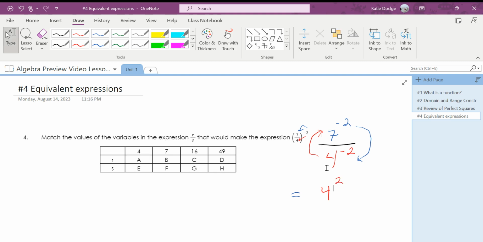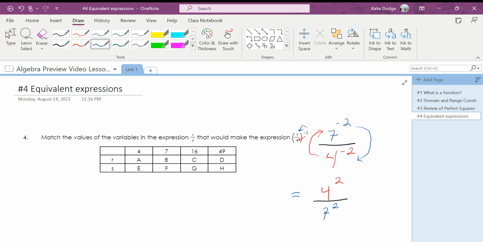So I'm moving 4 to the negative 2. I move it to the top of the fraction, and then I can change the sign. This is in our notes. We wrote it many times. I'm going to move the base of 7 to the denominator. Once I move that, that exponent also becomes positive.